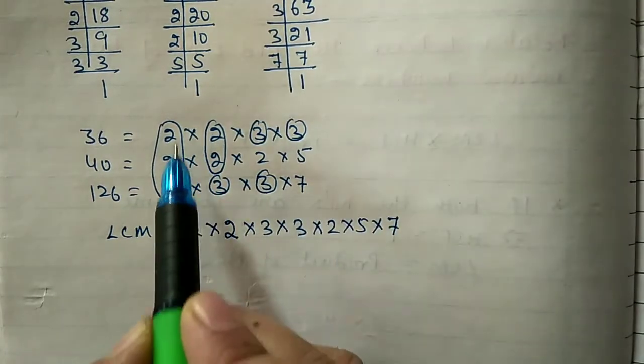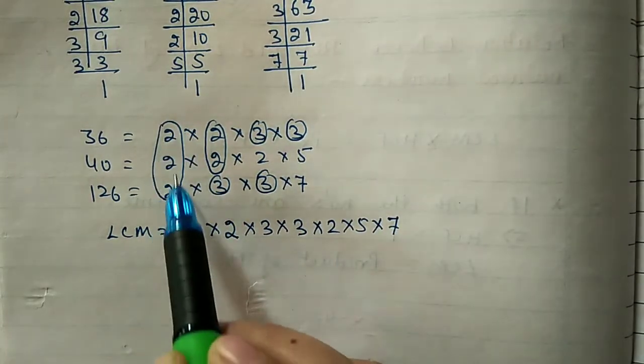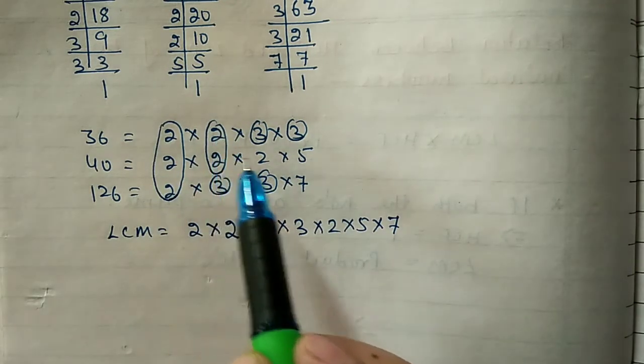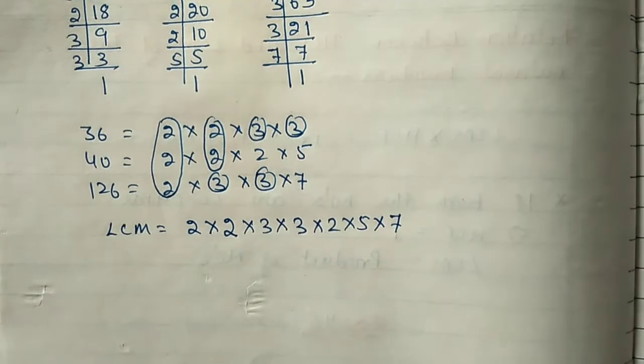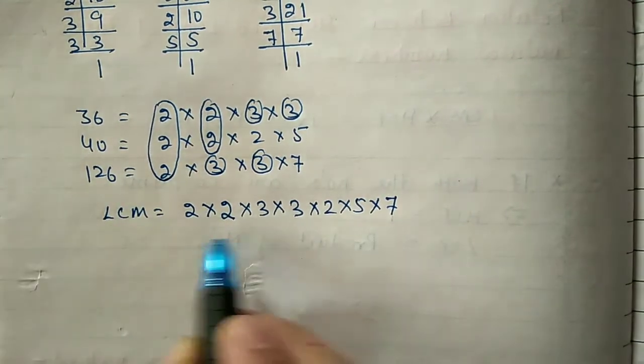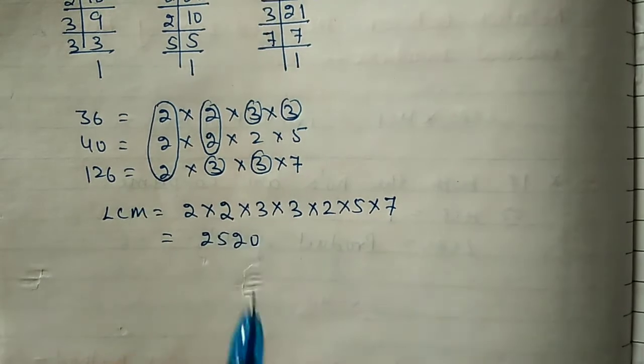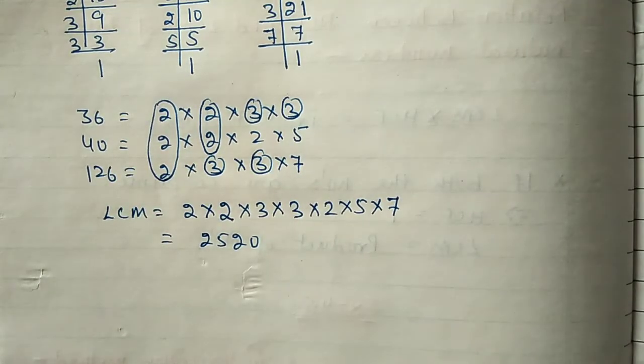So if 3 numbers are there, first take out the common from all the 3, then the common numbers from 2 2, and then at last the leftover numbers you have to write. Multiply all these numbers, you will get 2520. That is the LCM for these numbers.